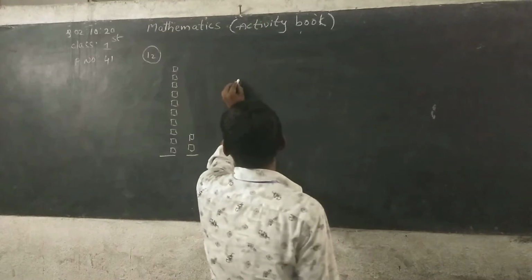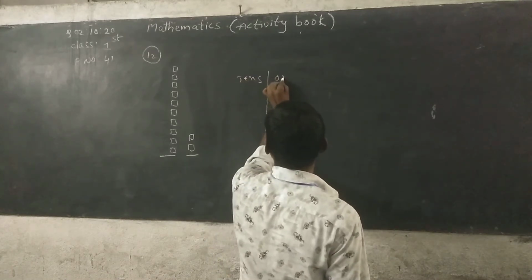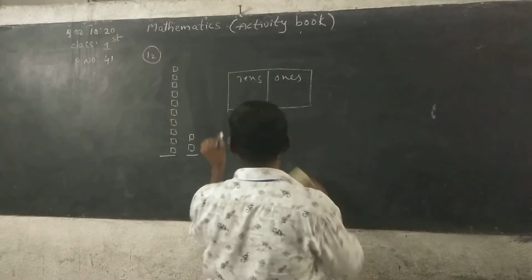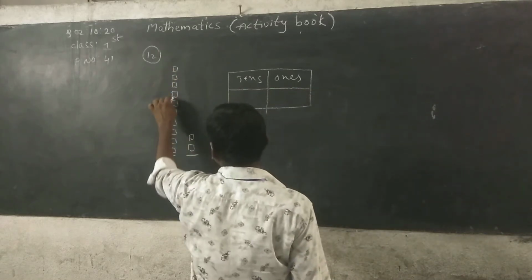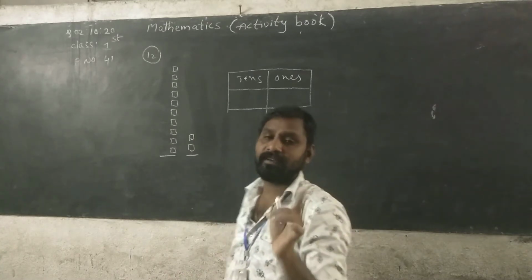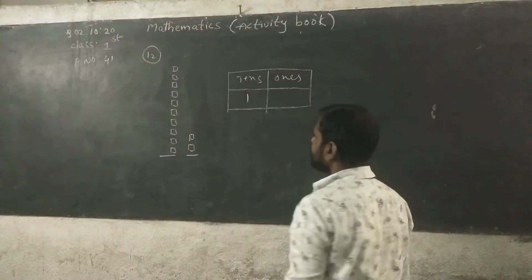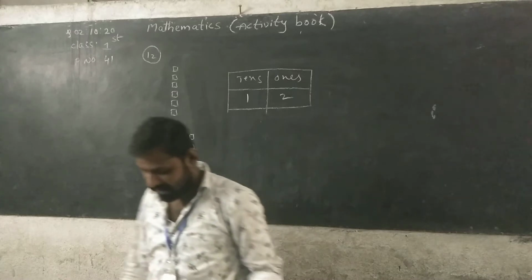See here, tens, ones. So in the tens place you can write 1, 2, 3, 4, 5, 6, 7, 8, 9, 10 boxes. Now, 10 boxes make one file. One file means 1 is in the tens place. Next, these are single boxes, this 2 is in the ones place. The given number is 12.